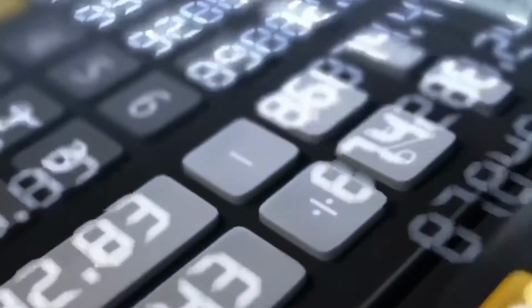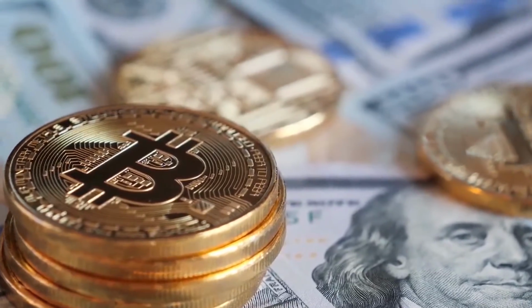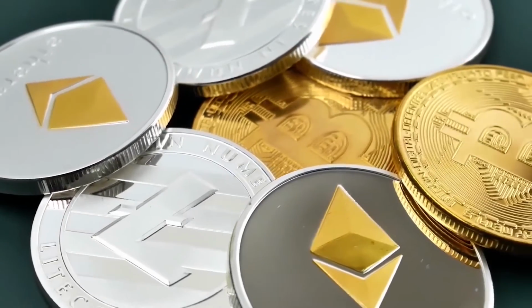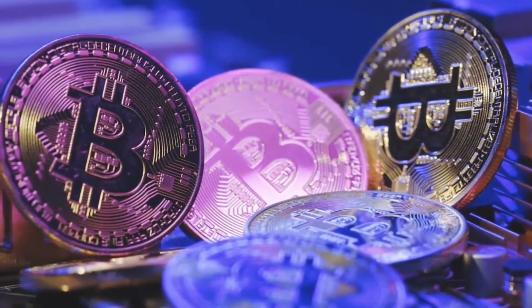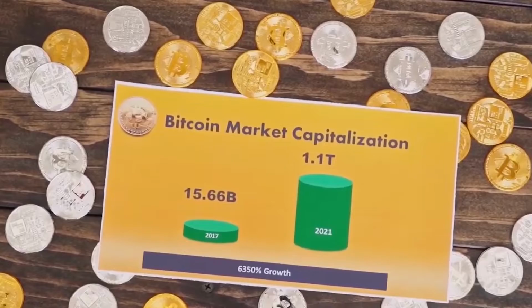How crypto charts work. Crypto charts are usually divided into 3 sections. Number 1, the candles. Number 2, the indicators. And number 3, the order book. The candles show a currency's price activity over a certain time frame. The red and green candles reflect whether the price increased or decreased throughout that time period. The wicks represent the highest and lowest prices achieved within that specific period.